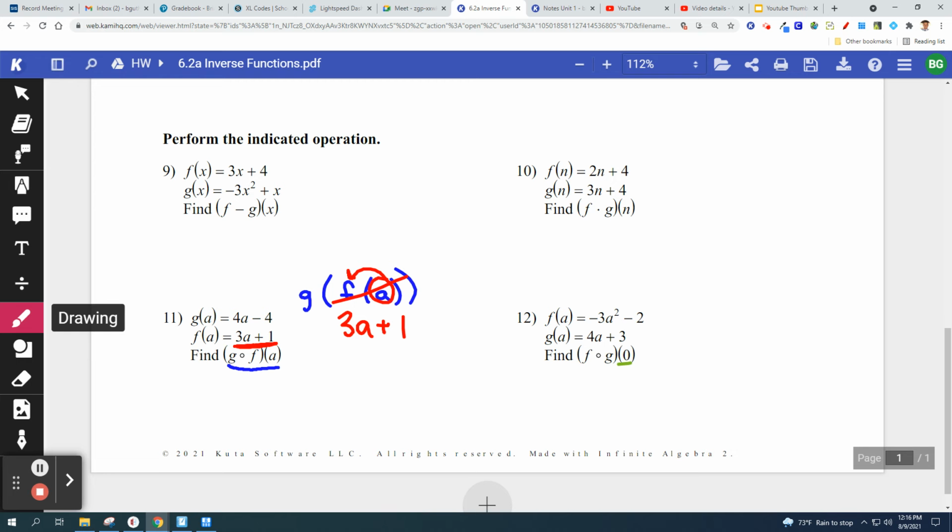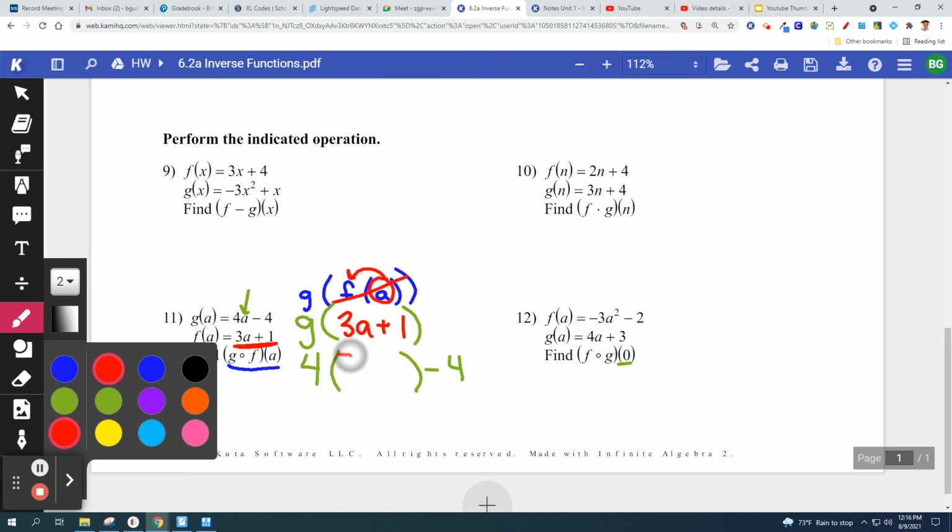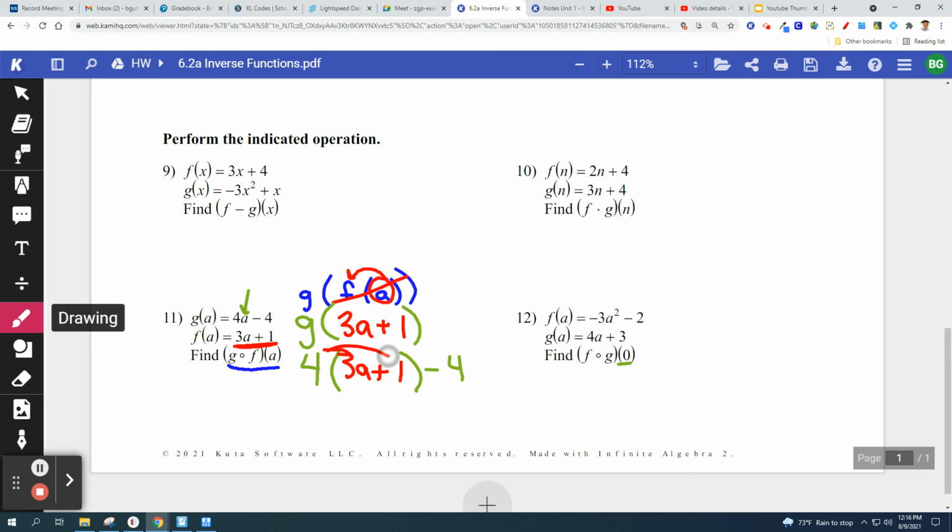But now what we have to do is we have to take that and put it into the g equation. So that means put it in right here. The g equation says 4 times something minus 4. And what we're doing is sticking in that 3a plus 1. So this is going to involve a little distributive property. 4 times 3a plus 1. That's 12a plus 4. And don't forget to subtract 4. Combine your like terms. Those two knock each other out. You're left with 12a. And that's your answer. G of f of a equals 12a.